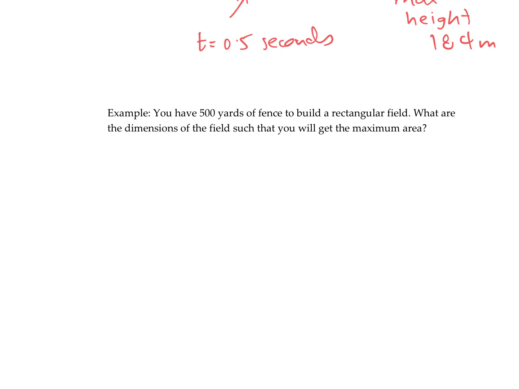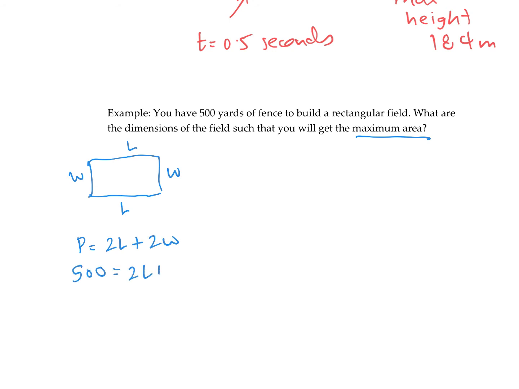We have one very common question is with finding maximum area. So what we have is a fence around a rectangular field. So we've got 2 widths and 1 length for this fencing. So my perimeter would be 2 lengths plus 2 widths, and I have 500 meters to use. And I want to maximize the area. Well, area is length times width.